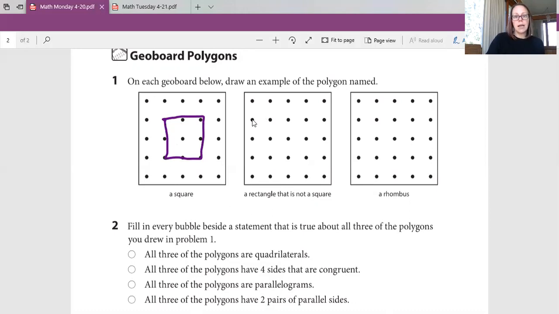For the second one, I need a rectangle that is not a square because it will have only 2 opposite sides that are the same length. And then I'm going to create my rhombus, which is a little tricky on the geoboard, but we're going diagonal. Just make sure the rhombus is a regular polygon, so all of the sides need to be the same length.